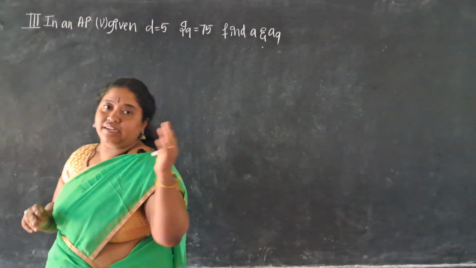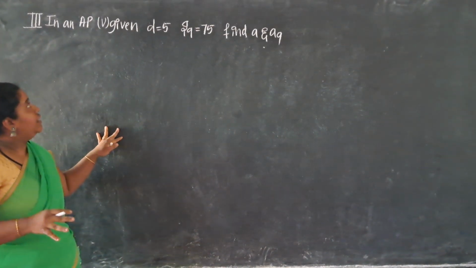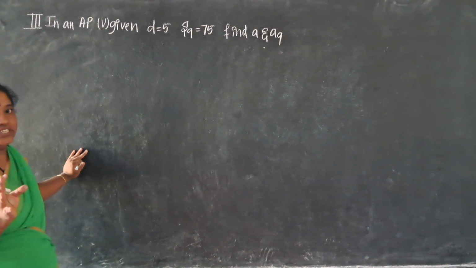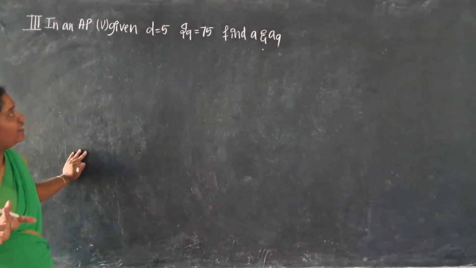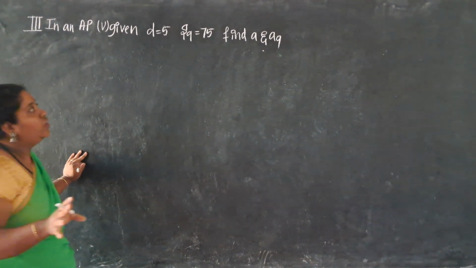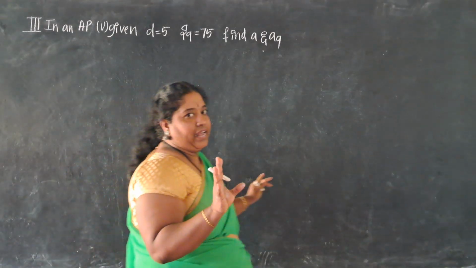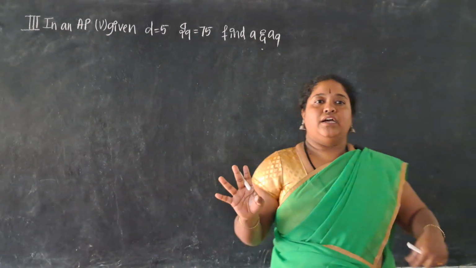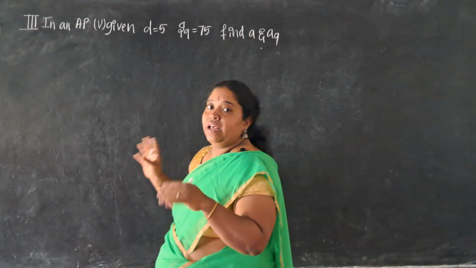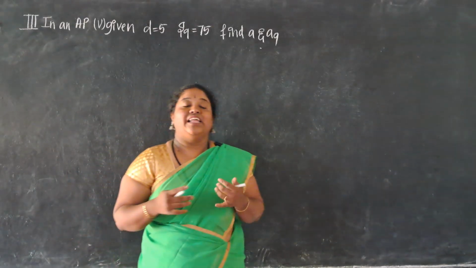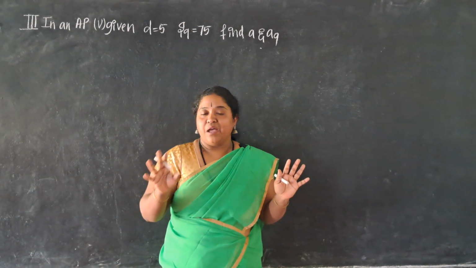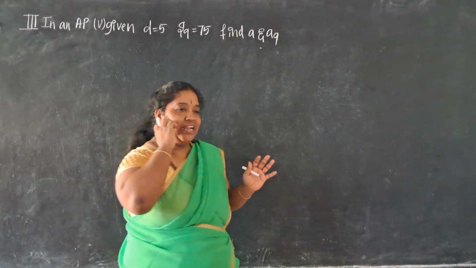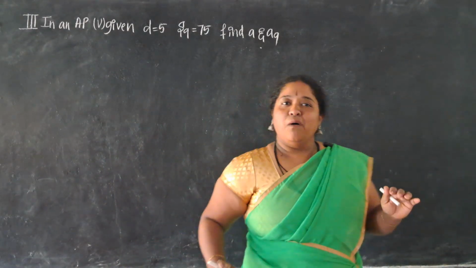Okay, see, look at the next equation we have. That is the fifth question we have. D is equal to 5, S9 is equal to 75. You need to find A and A9. Understanding? Now, dear, here D is provided. That is what I told you, dears. When A and D are provided, think that the question is easy. Understanding? When A and D are not provided, you have to proceed a long way.